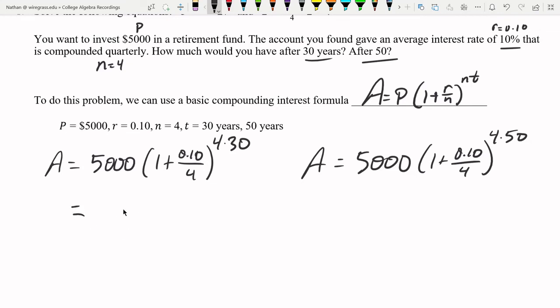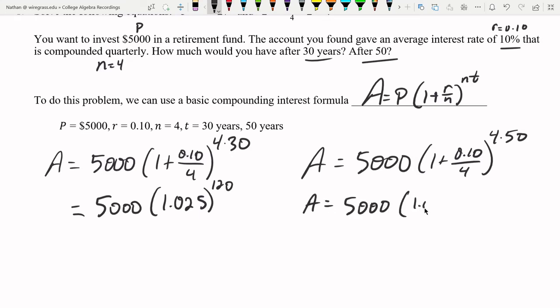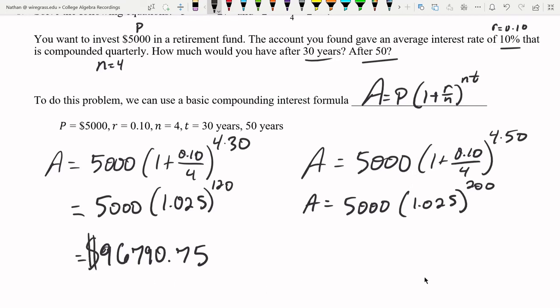Okay. Really, a calculator is going to help you out a lot in this. It's going to be 1.025 to the 120, and then to the 200. And now I'm just going to plug this whole thing into the calculator. Gives me 96790.75. It's a dollar amount, so I'm going to round it to 2 places.